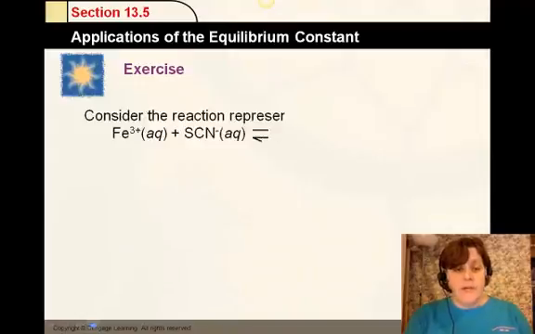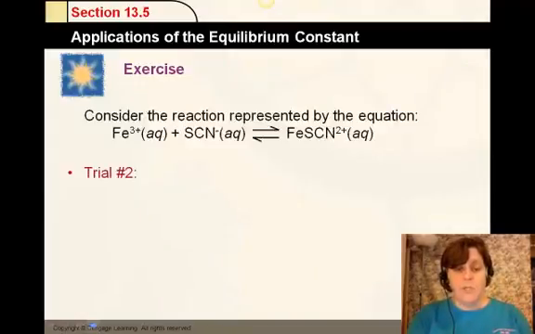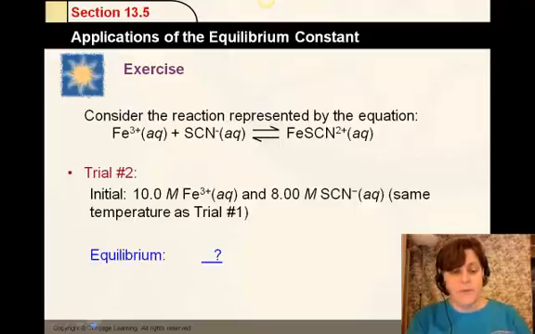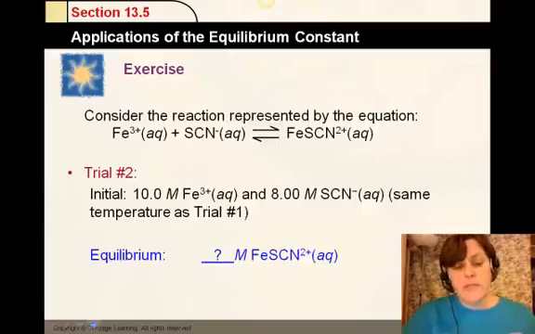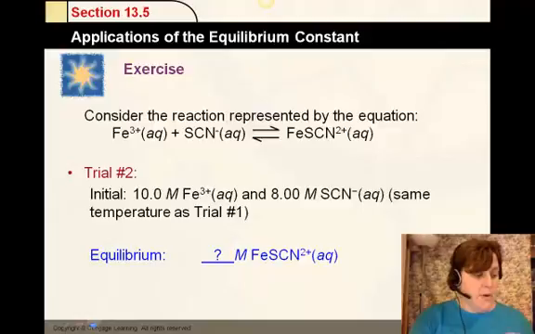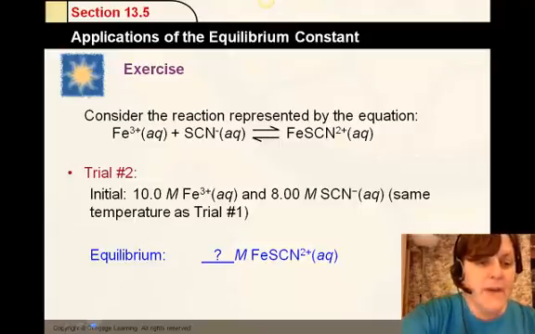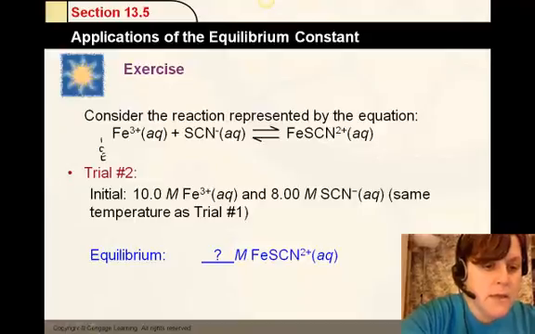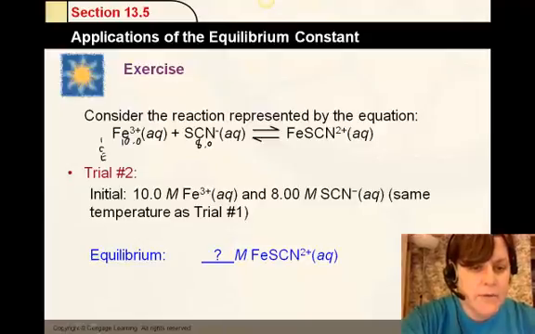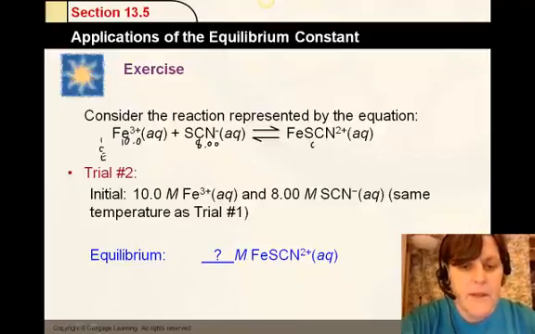All right, moving on to another kind of question. Same equation. We're going to look at another trial. And this time, you start with 10 molar iron and 8 molar SCN. Same situation as number 1. What is the equilibrium concentration of FeSCN? Well, we know that both of those are the initial concentration. So if you want to think of ICE, initially we had 10.0 molar of that and 8.00 molar of that, and we don't have any FeSCN.